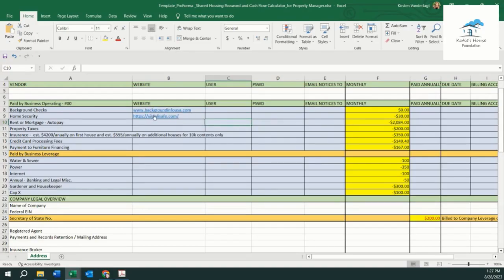So looking here at line number 10, you would want to put your rent or your mortgage. I'm just going to use $2,084. Property taxes, this is monthly, you can see. This would be if it were annually, due date, the billing account, etc.